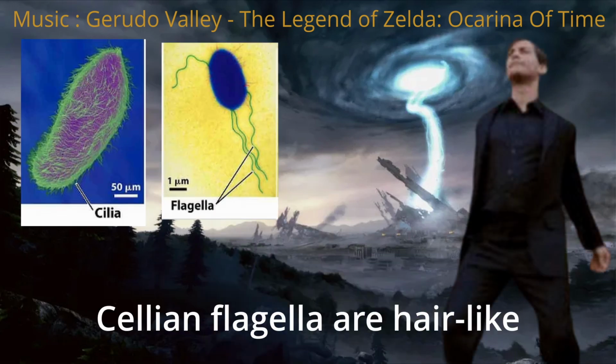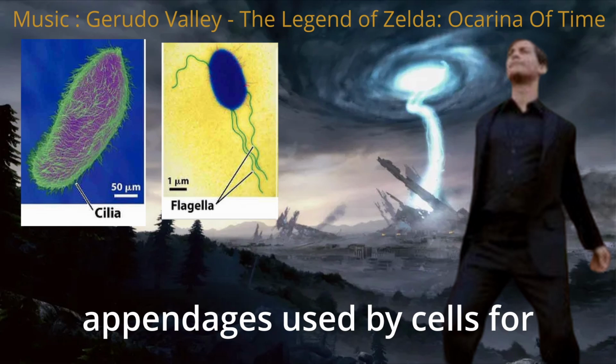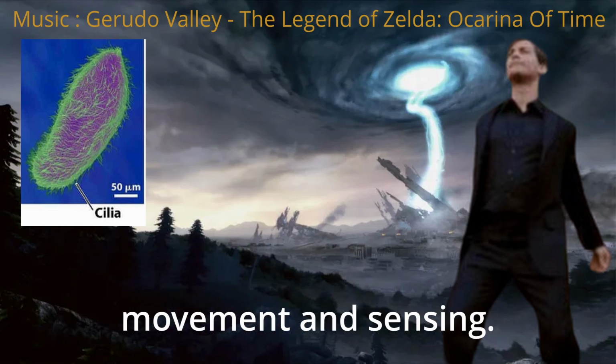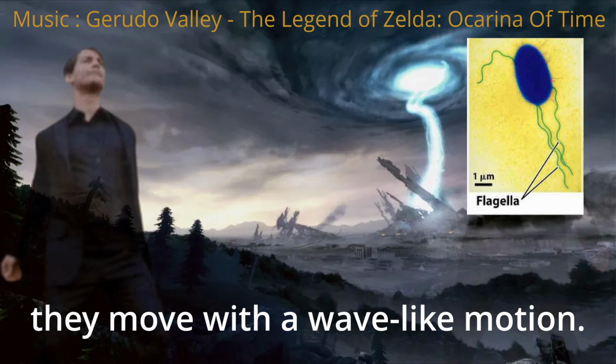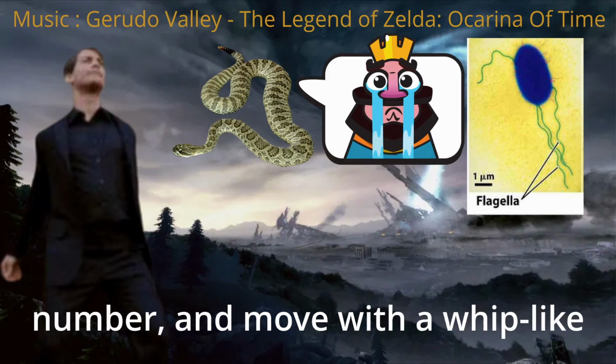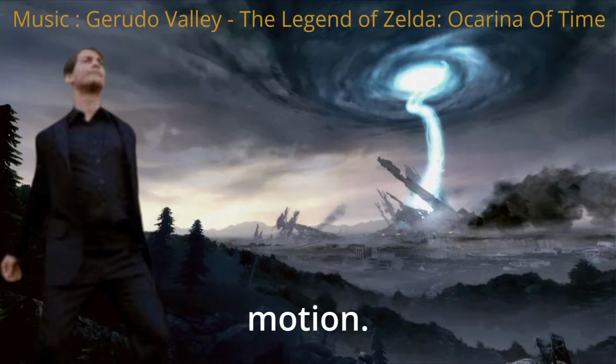Cilia and flagella are hair-like appendages used by cells for movement and sensing. Cilia are shorter and numerous, and they move with a wave-like motion. Flagella are longer, fewer in number, and move with a whip-like motion.